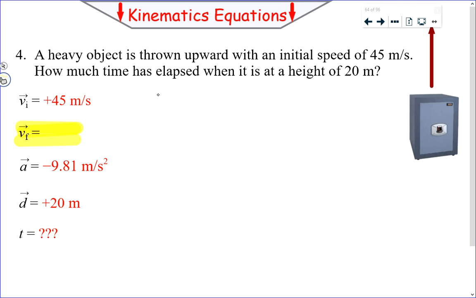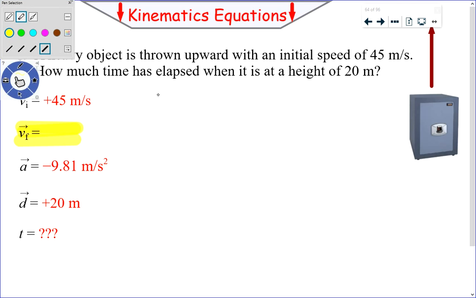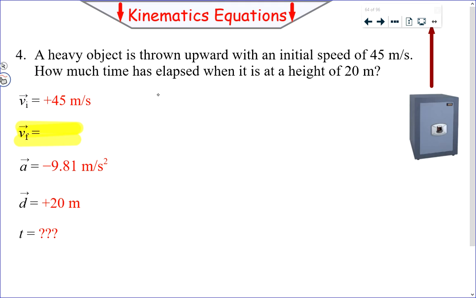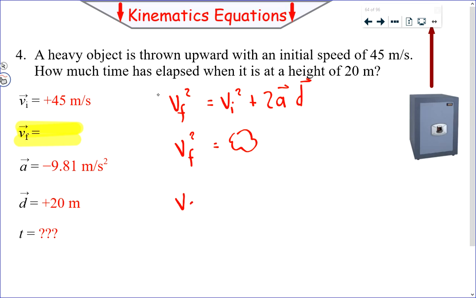You are going to use VF squared equals VI squared plus 2AD. You're going to put in VI, A, and D. You're going to get VF squared is equal to some number. And then you're going to go VF is plus or minus the square root of that number. And then I would ask you to think about, well, is it plus or is it minus?